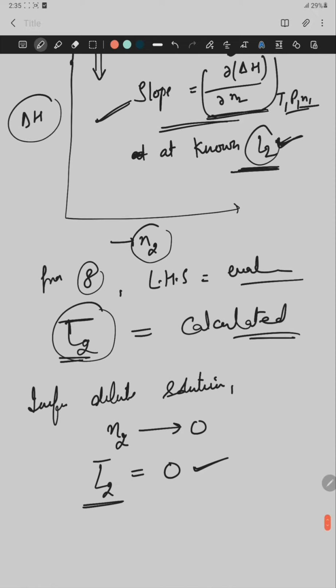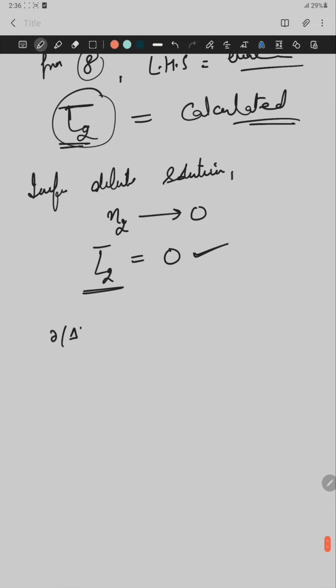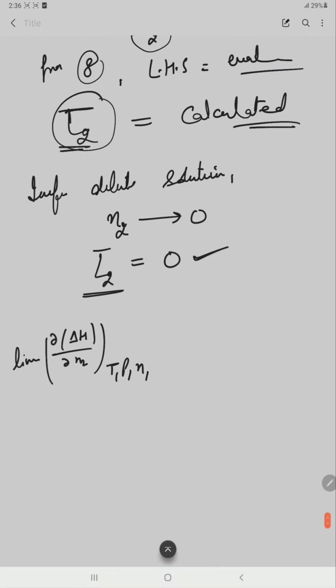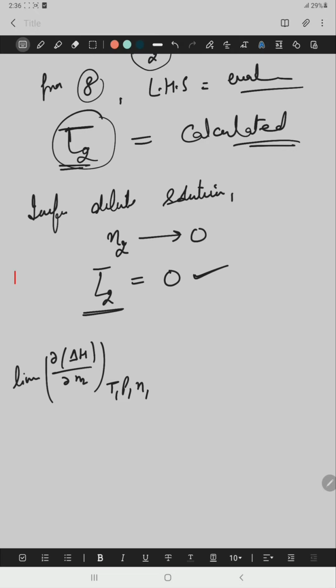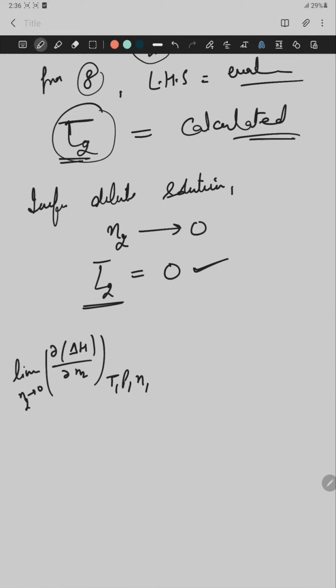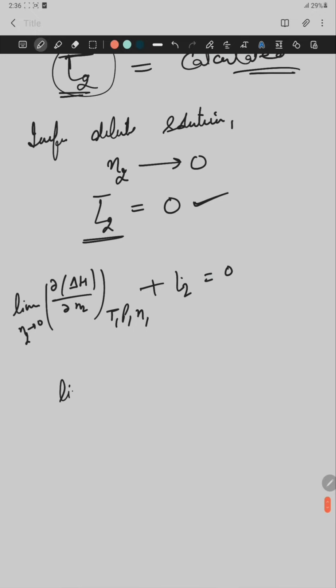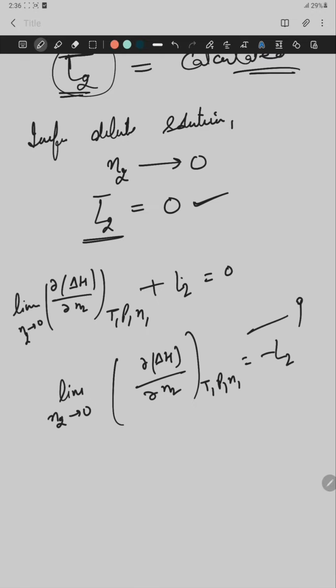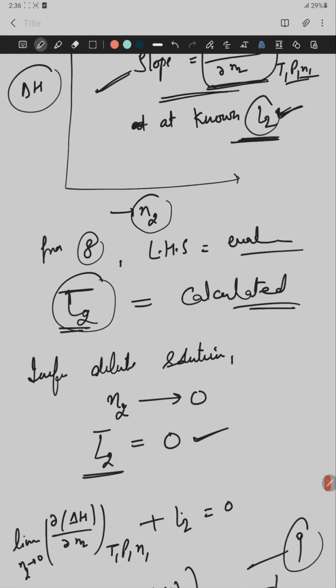Okay, so we are left only with the left side, that is curly delta H by curly N2 at constant temperature, pressure and N1. Here we take the limit N2 tends to 0, plus L2, and this is equal to 0. So if you take L2 to the other side, the right side, this will become curly delta H by curly N2 equals minus L2. This is your equation number 9.